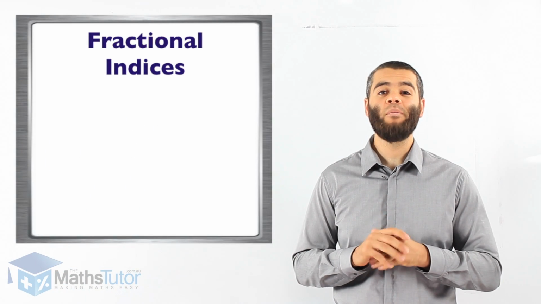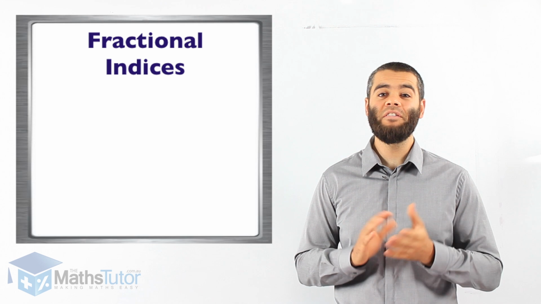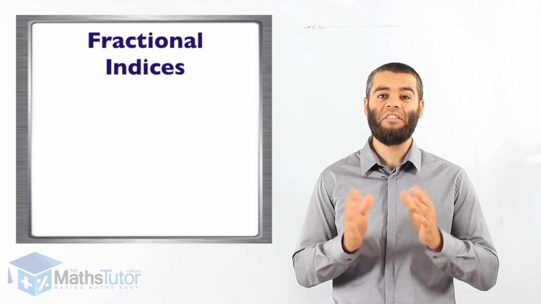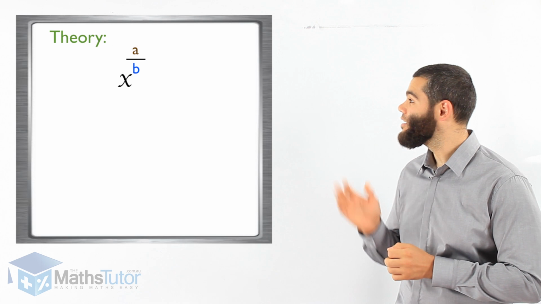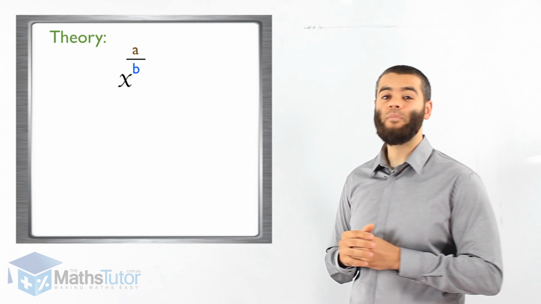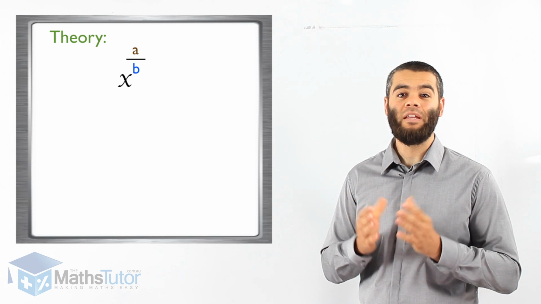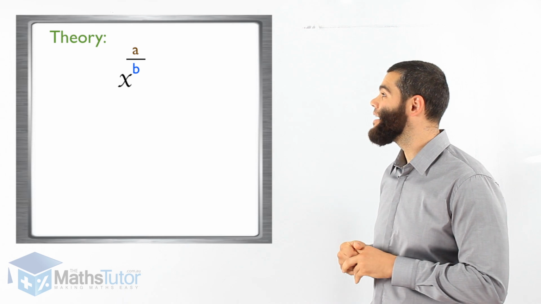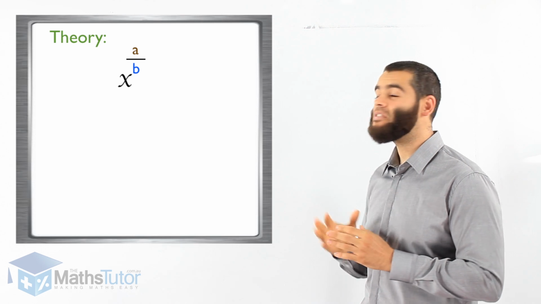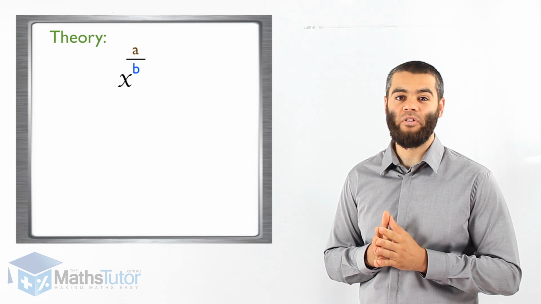Hey everyone, today I'm going to show you how to simplify indices that involve fractions. Let's see the theory first. We have x as the base to the power of a over b. So the indice is in fact a fraction, a over b. How do we simplify that? And how do we write it in a different format?